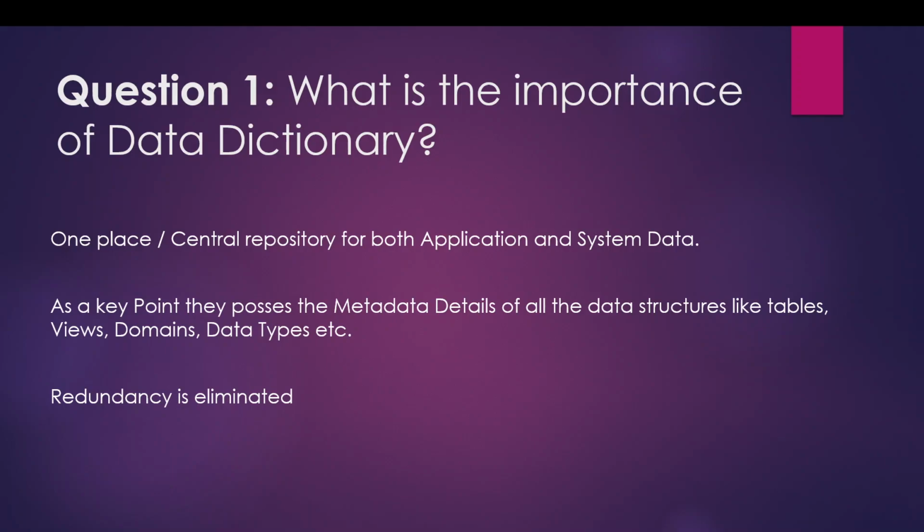Third most important point, redundancy is eliminated. We will not be able to create the same table again if a data dictionary object is properly designed. You will not be able to store the same data again, of course, the same data with same key elements. So by eliminating redundancy, you are saving a lot of space in a database, right? So this is a very important aspect of data dictionary. So in short, the data dictionary is a central repository. It helps in storing the metadata details or defining the metadata details. Third one, the redundancy is eliminated.